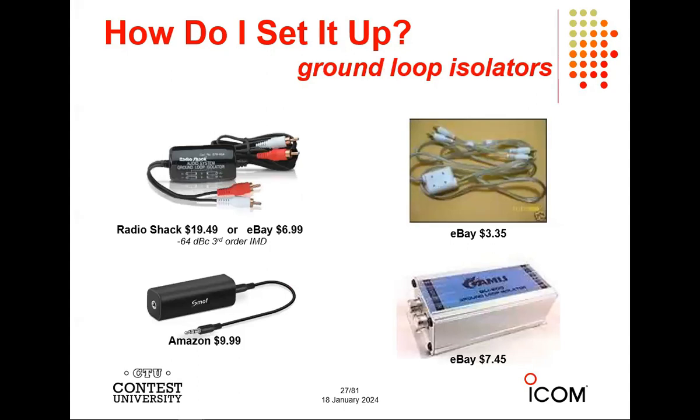So here's examples of what you can buy on eBay or Amazon. I use something like this one in the lower left hand corner, which is just a 3.5 millimeter stereo connector. It just has a transformer inside. They're very inexpensive. I keep a bunch of those in my kit, and whenever I have a problem on RTTY or anything else, and we're setting up headphones and so forth, I just throw that in. It's much faster than trying to figure out what the actual problem is.